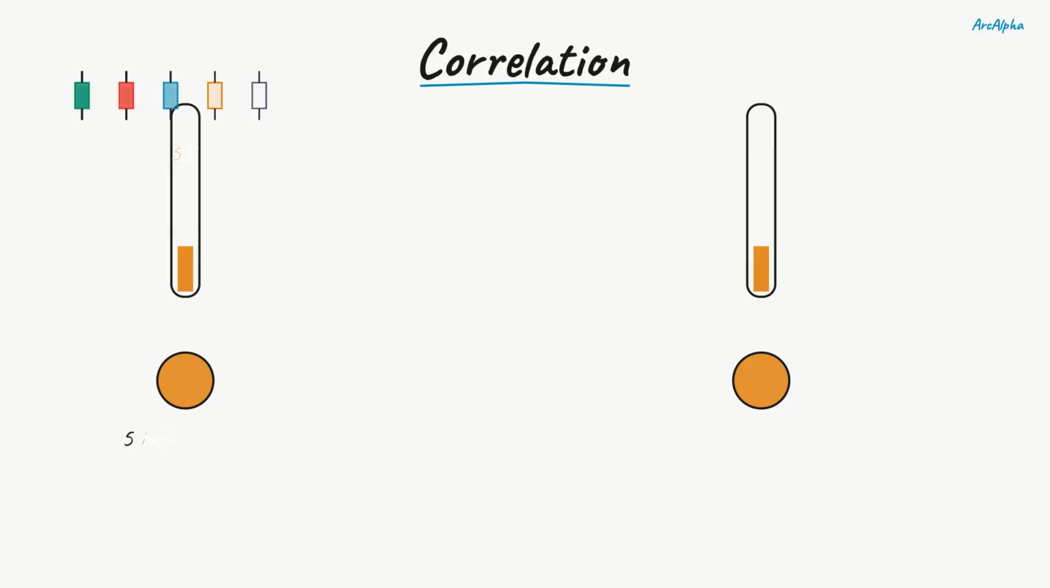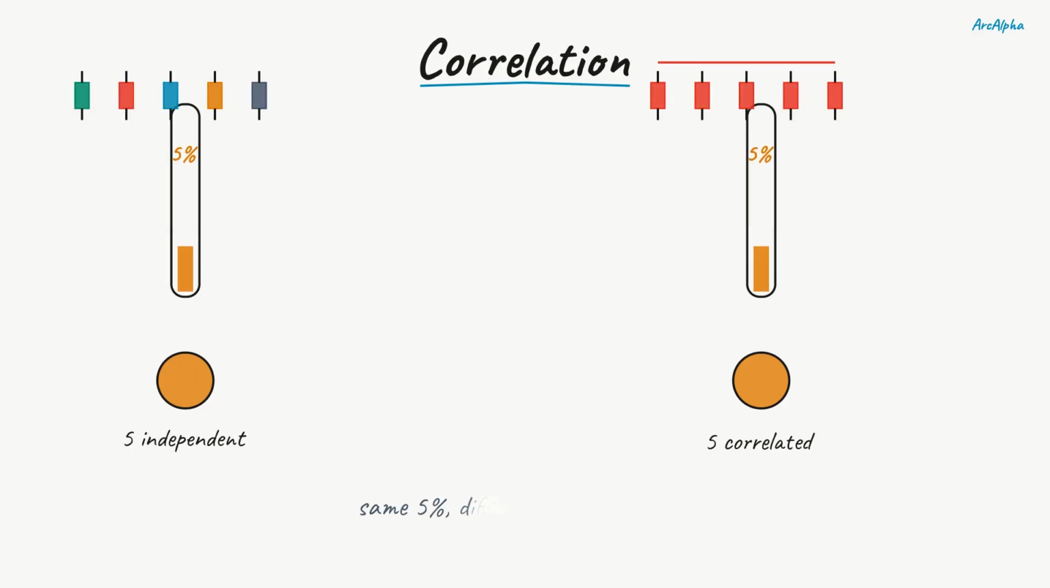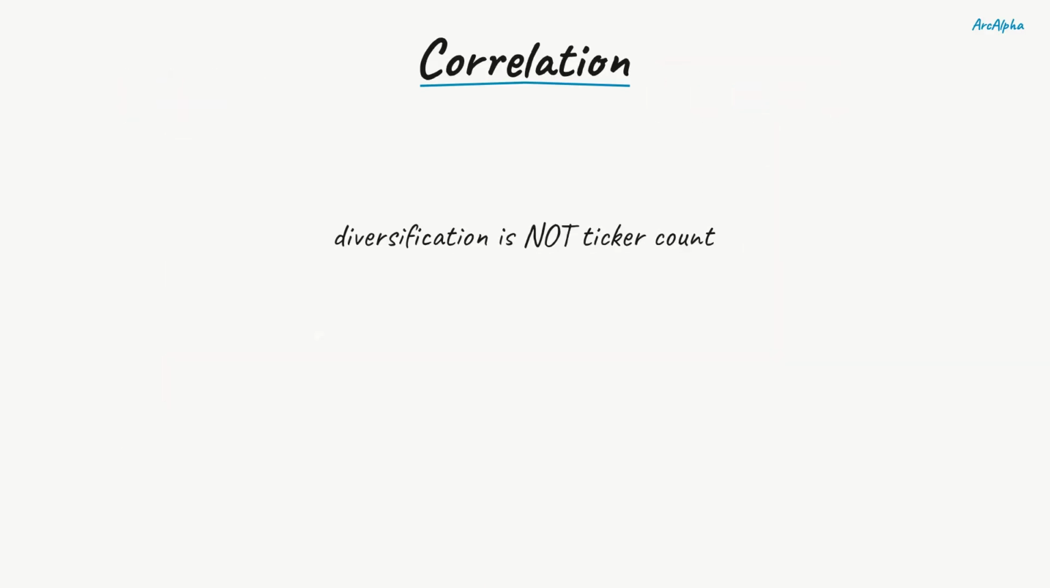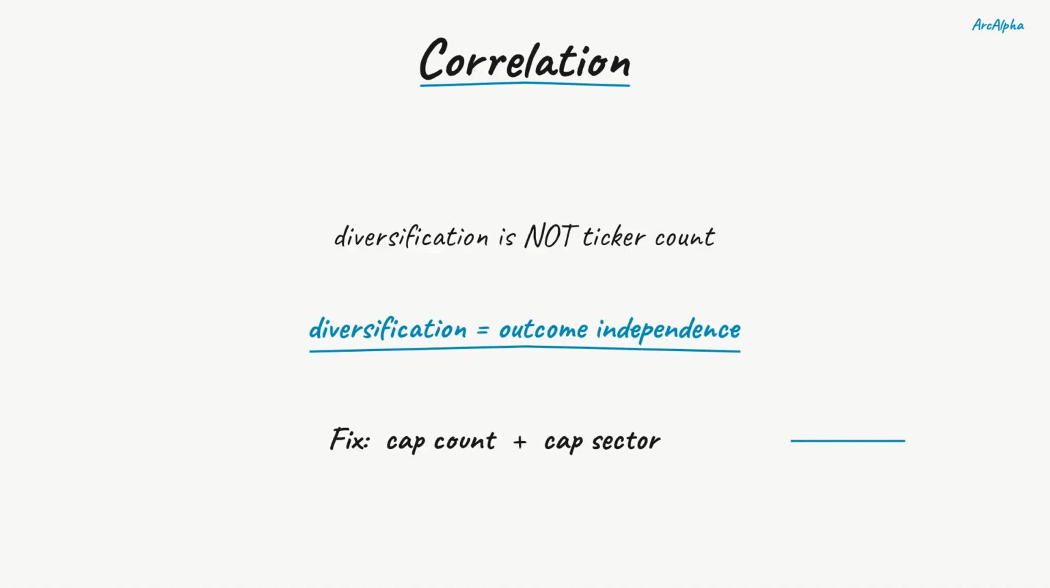This is why heat alone can be misleading. 5% heat spread across 5 uncorrelated trades is very different from 5% heat across 5 positions that all move together. Diversification isn't how many tickers you hold. It's how independent the outcomes actually are. The fix is simple. Put caps on the other 2 dimensions.